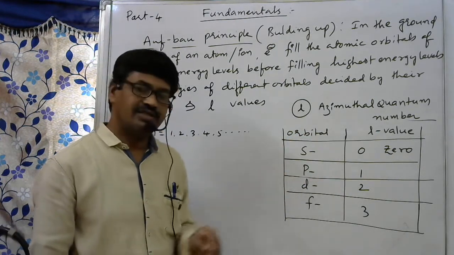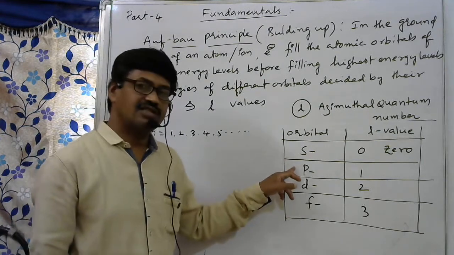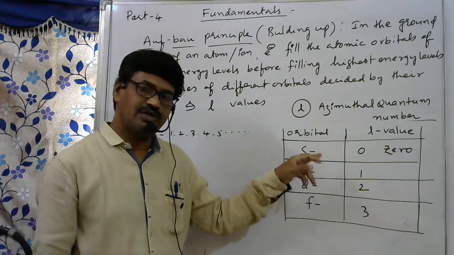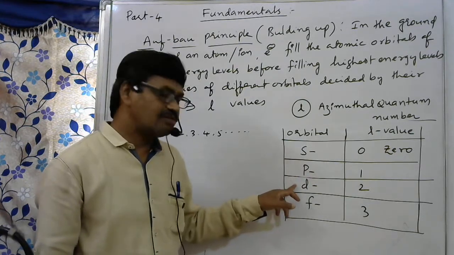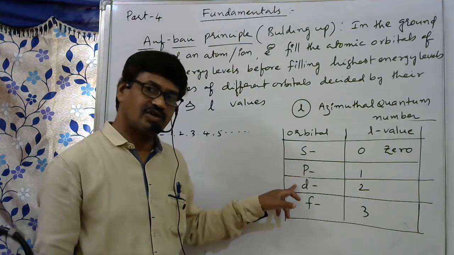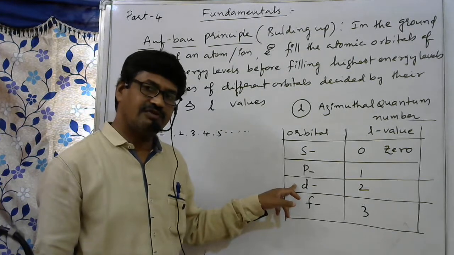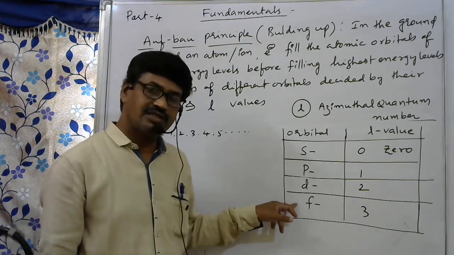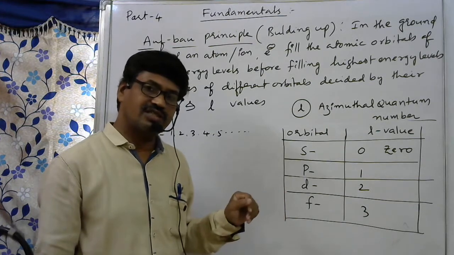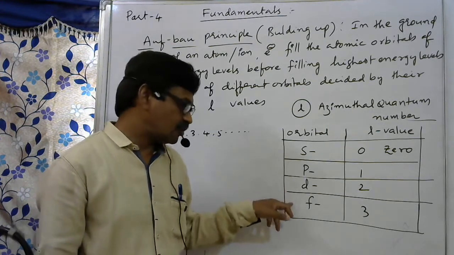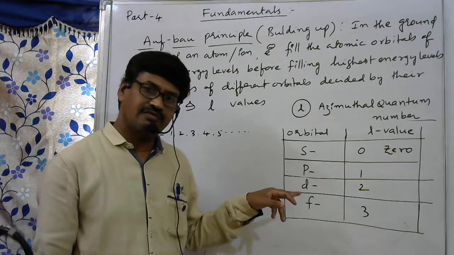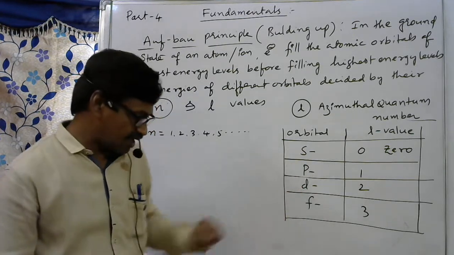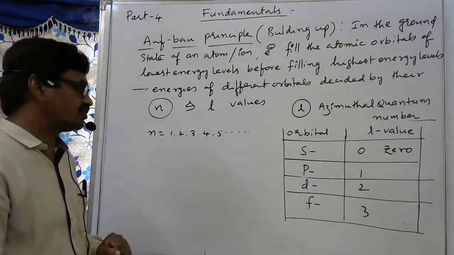P starts with the second shell; there is no 1p orbital. You can write 2p, 3p, 4p, 5p. D orbital starts with the third shell: 3d, 4d, 5d, 6d. There is no F orbital in the third shell, so 3f is not possible, but you can write 4f, 5f, 6f, 7f. So these values you have to remember.